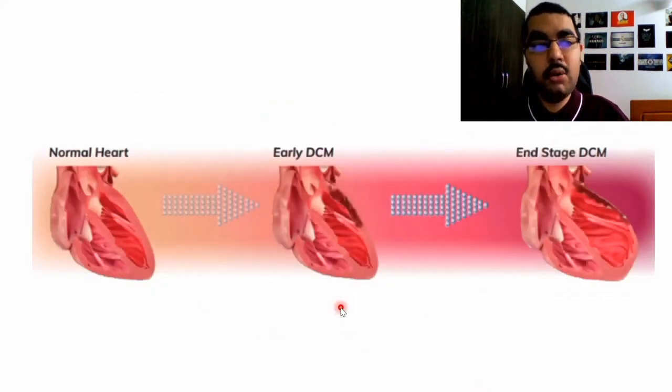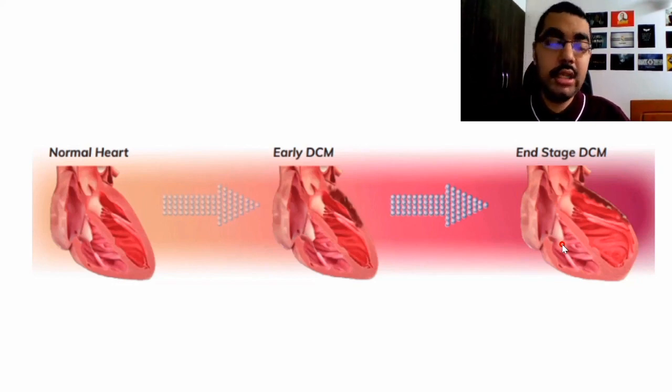So another important thing to be aware of is something called cardiomyopathy. Cardiomyopathy in simple words means it's a condition which causes problems with the heart muscles. So this is a normal heart. These are the chambers of the heart. In early DCM, you can see that there's something here, and there is not much change here. But in the end stage dilated cardiomyopathy, look at how big it becomes. Because of this, the heart is not able to pump blood effectively out of it.